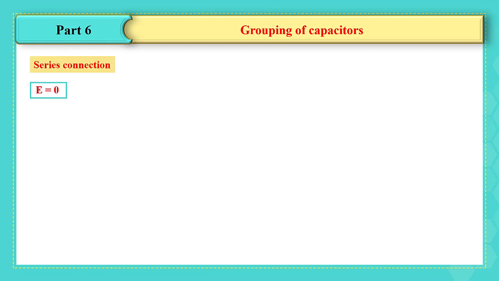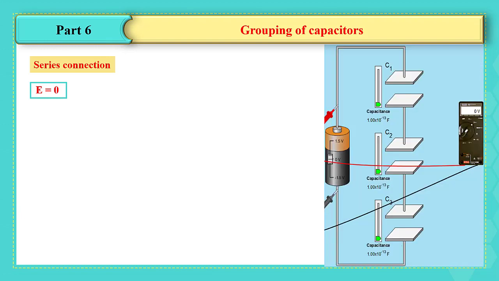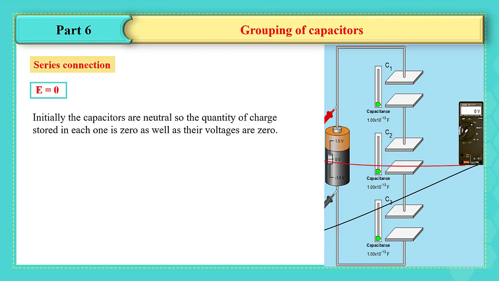First, we are going to study the series connections of capacitors. In order to know what are the common and the different properties of capacitors connected in series, we are going to perform the following experiment. In this circuit, we have three capacitors which are connected in series across a battery. Initially, the voltage of the battery is equal to 0.